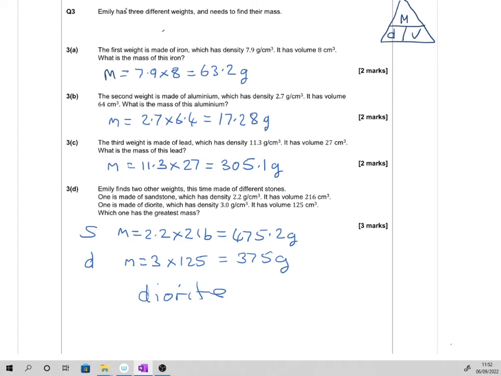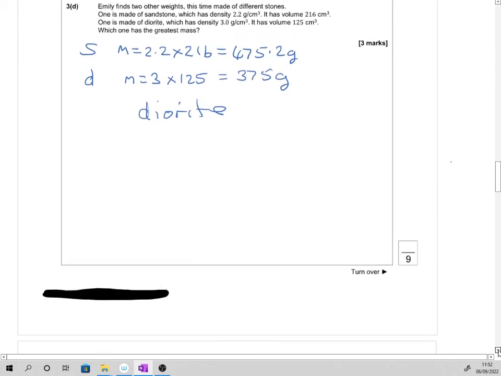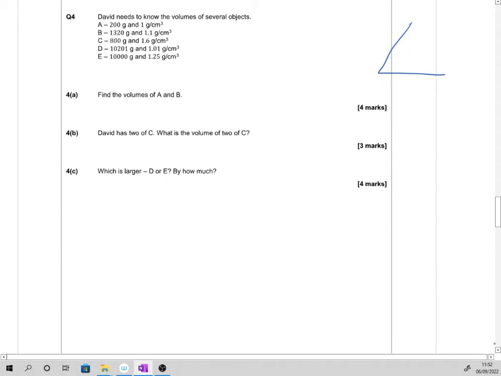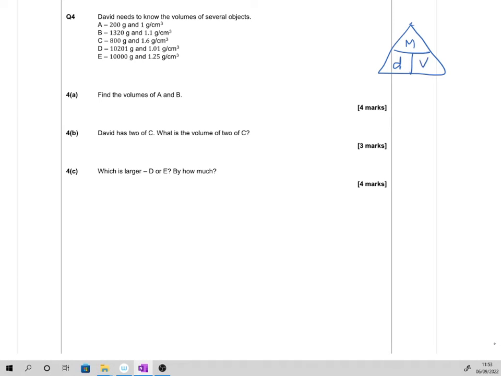Density, mass, volume. Okay, again. Density, mass, volume. Find the volumes of A and B. So the volume of A is equal to mass divided by density. The mass of A is 200 divided by 1, which equals 200.